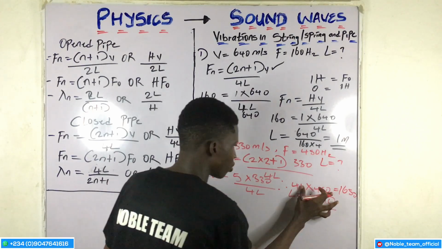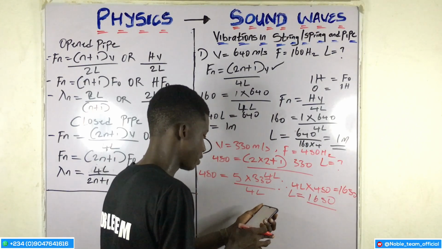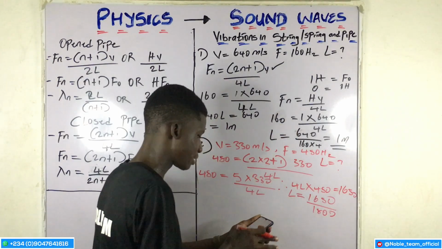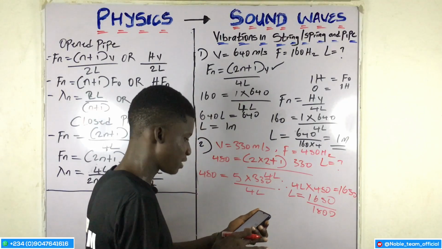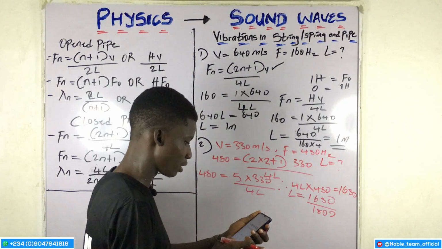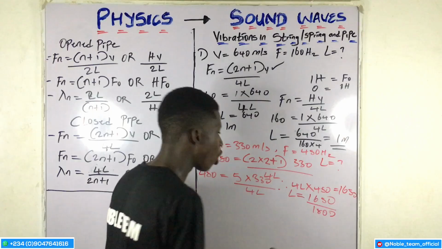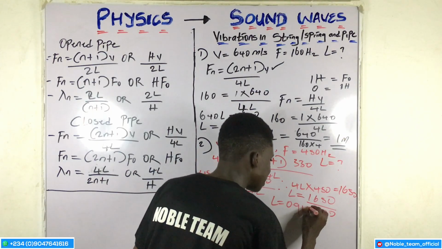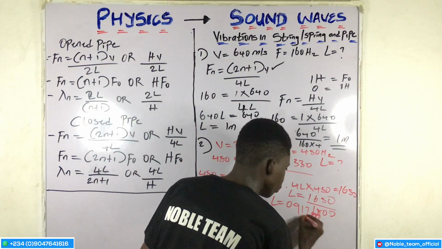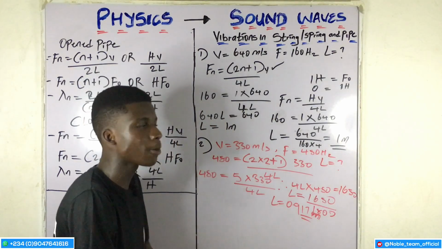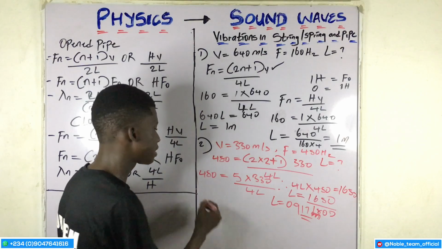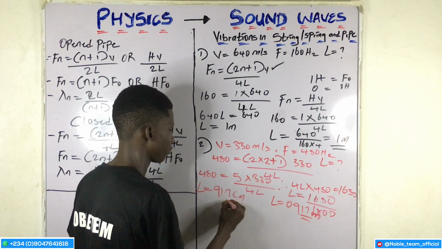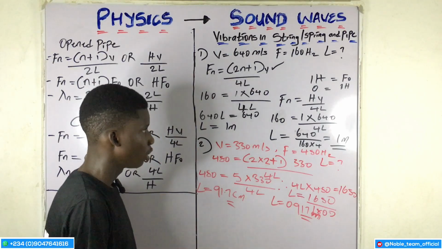1650 divided by, multiply this, 4 times 450 is 1800. Okay, and let's divide. 1650 divided by 1800 is going to give me 0.917. L is equal to 0.917 meter. Okay, good. Now in the question, our option is in centimeter, so converting L to centimeter is like saying 91.7 centimeter.